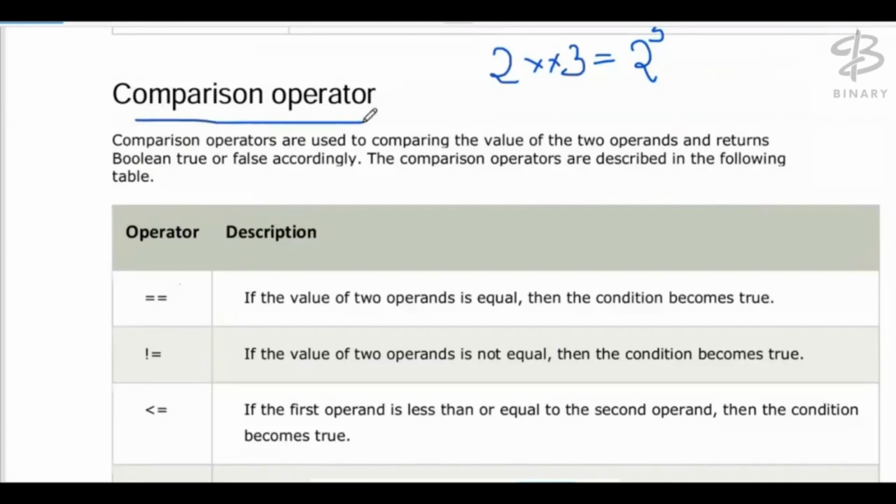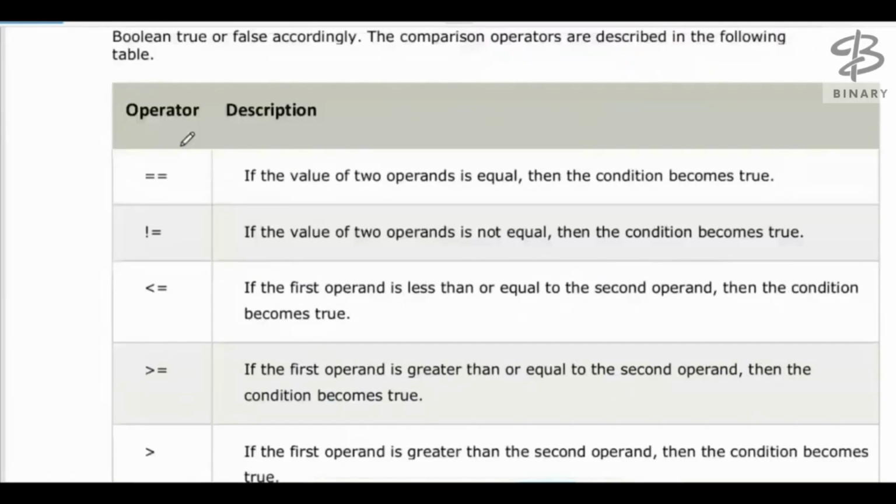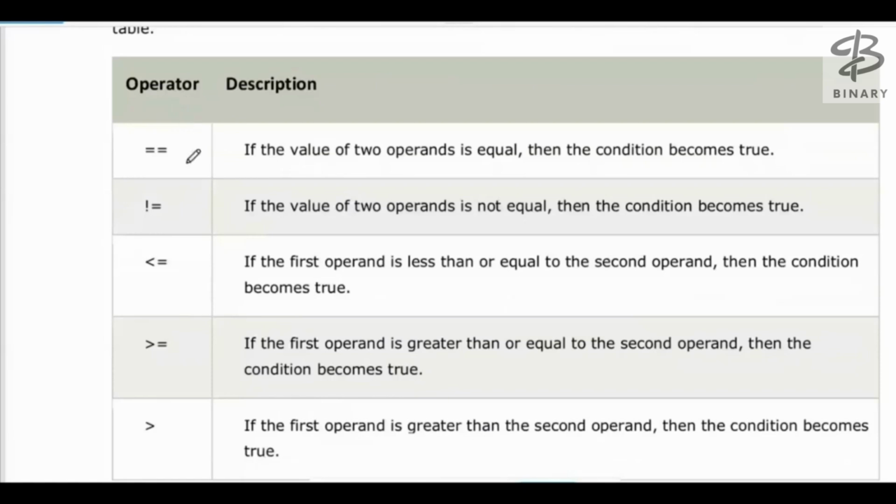Comparison operators. There are various comparison operators available. For example, double equal to. Because there are two equal symbols, you can read it as double equal to. If the values of the two operands are equal, then the condition becomes true.